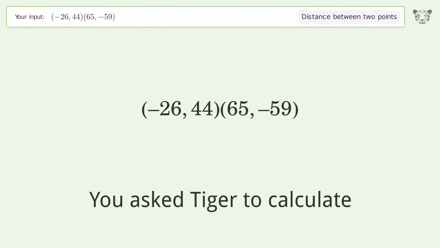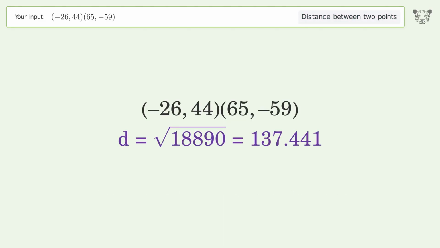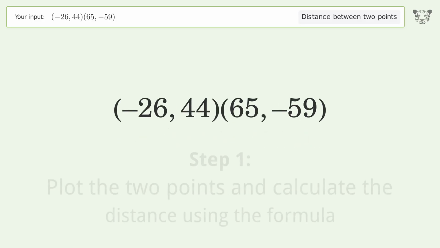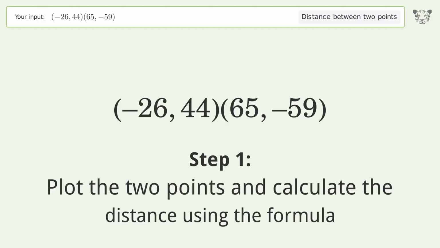You ask Tiger to calculate. This deals with the distance between 2 points. The distance between the 2 points is the square root of 18,890, or 137.441. Let's solve it step by step. Plot the 2 points and calculate the distance using the formula.